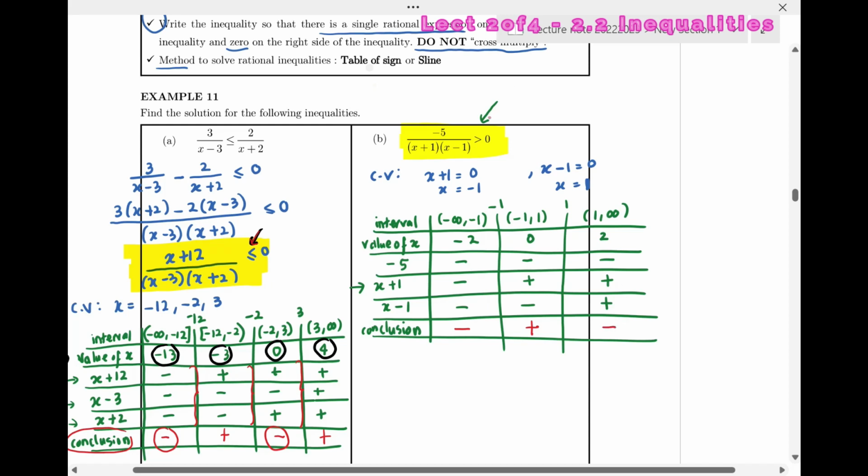So look at our highlighted inequality. We want greater than 0, meaning a positive one. So the answer should be negative 1 to 1. This is using the interval form.